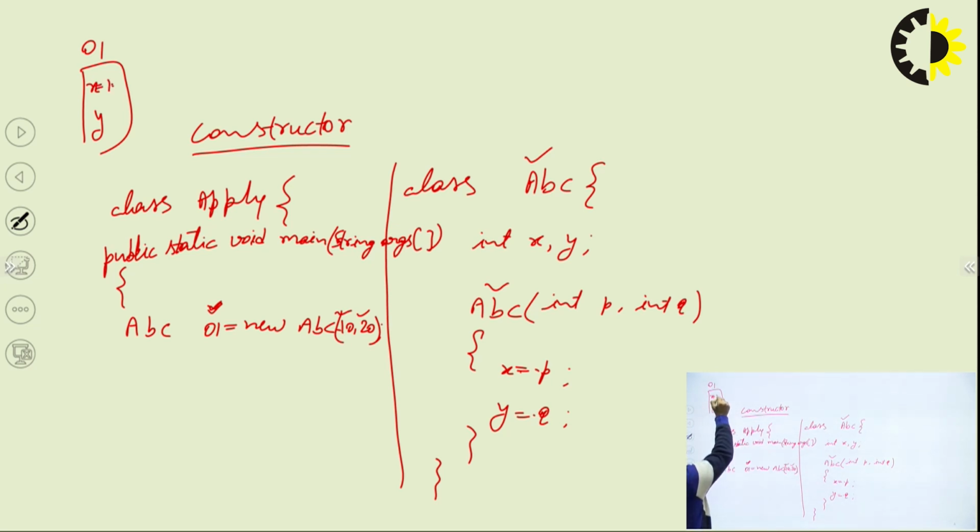At the time of creation of the object, these values have been assigned to the instance variables of o1. So 10 will be assigned to x and 20 will be assigned to y. Now what is a constructor? A constructor is a special type of function that has the same name as the class name, and that initializes the variables associated with the object at the time of creation of the object. I hope you understand.